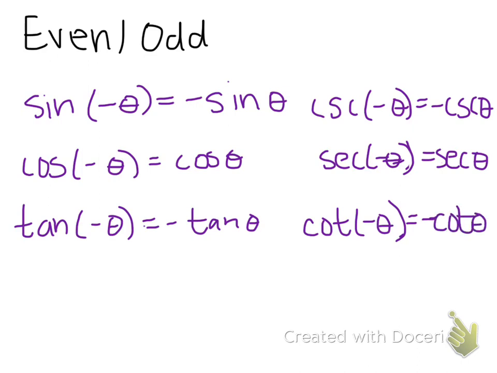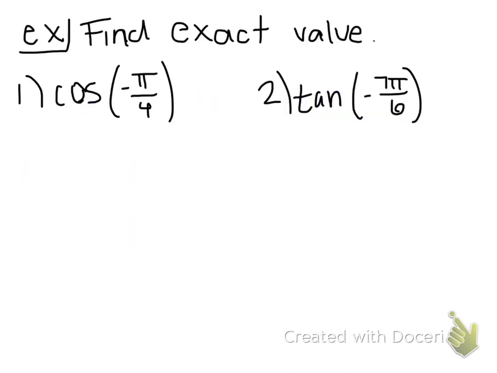Okay, so I kind of remembered that for the middle two, the negative gets dropped; for the other four, the negative goes out front. So, have your unit circle handy. We're going to go ahead and try the next couple examples.